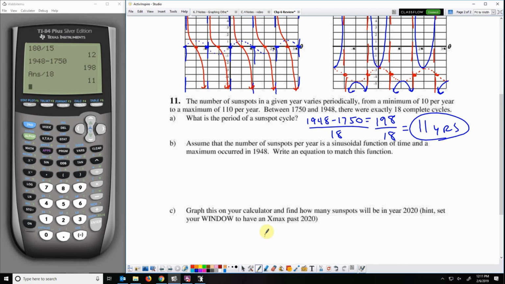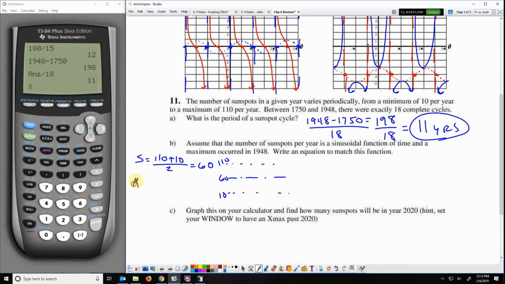Assume the number of sunspots per year is a sinusoidal function of time and a maximum occurred in 1948. Write an equation to match this function. Okay? So I need a sinusoidal axis. That is the average of the maximum and the minimum. 110 plus 10, maximum plus minimum, divided by 2. 120 divided by 2 gives a sinusoidal axis of 60. So if we're graphing this, we've got 60 for the axis, a maximum and a minimum of 110 and 10.